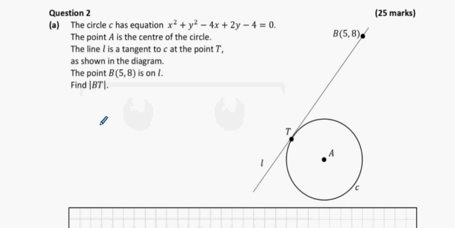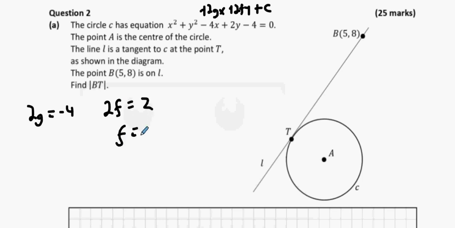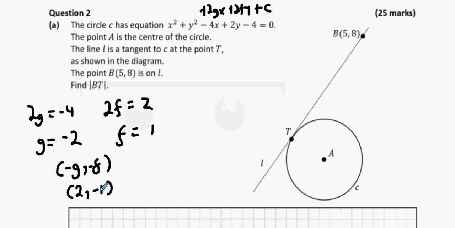So what we're going to get is x squared plus y squared plus 2gx plus 2fy plus c. What I can determine from this is that 2g equals minus 4 and 2f equals 2, so f equals 1 and g equals minus 2. The centre of the circle is (minus g, minus f), which is (2, minus 1). Is that okay with you guys? Radius is the square root of g squared plus f squared take away c.